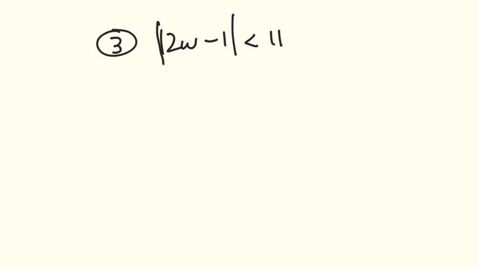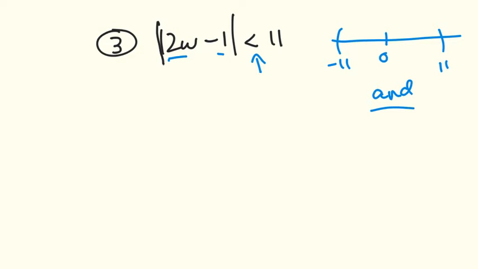All right, now here, absolute value of 2w minus 1 is less than 11. Now the key here is anytime you're dealing with absolute value being less than a number, you're saying its distance from 0 on the number line. So here's my number line, there's 0. Its distance is somewhere in between negative 11 and positive 11. So it's bigger than negative 11, but also less than positive 11. So this is going to be an and, a compound inequality that involves an and.